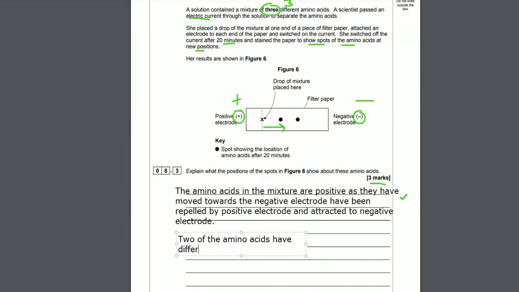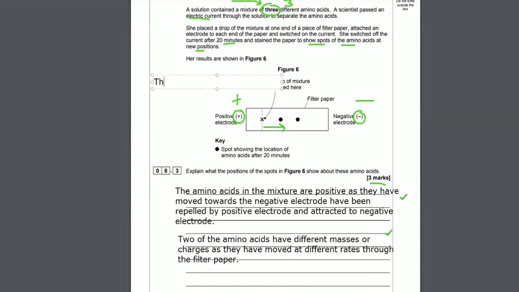What can we tell by the fact that they haven't moved the same distance? There's 2 amino acids there that are separated. Well, we can tell that 2 of the amino acids must have different masses or different charges as they have moved at different rates, different speeds through the filter paper. So after 20 minutes, they haven't been going at the same speed. One has gone further than the other, so it must be lighter, or one has travelled slower, so it must be heavier.